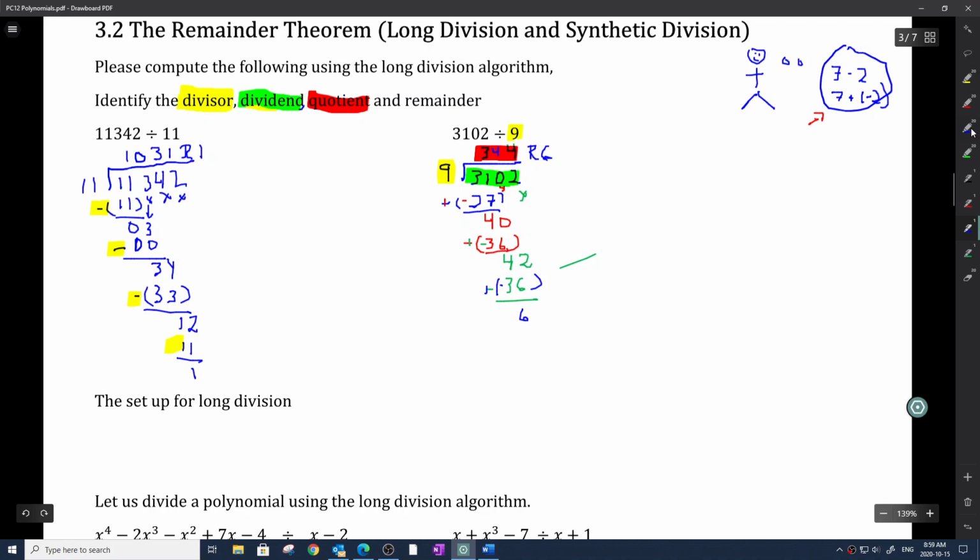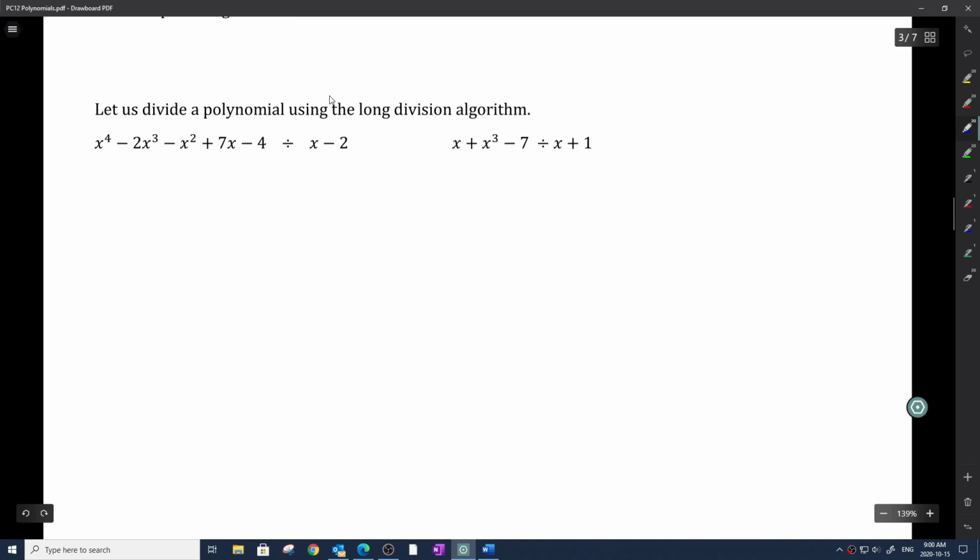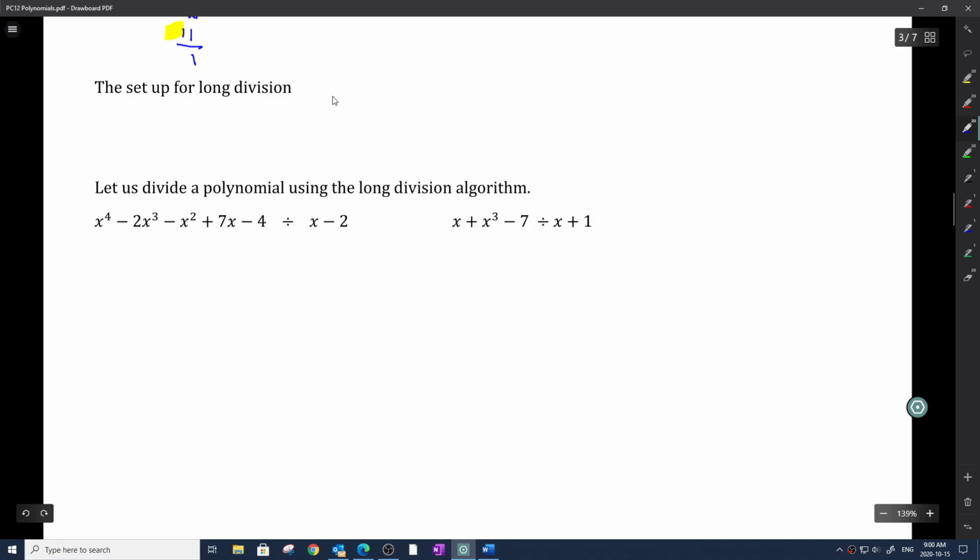Last but not least is going to be my remainder. Now, where can I find my remainder? My remainder can be found right there. All right. So, I'm going to do an example of long division. I'm going to do polynomial long division, and then I'm going to describe the setup. I'm going to use words like divisor, dividend, quotient, and remainder. These are really very important words that we should concentrate on. If we know the vocabulary, we can better describe what we're doing.